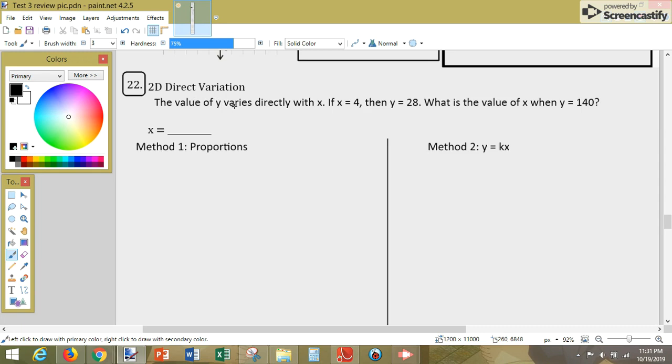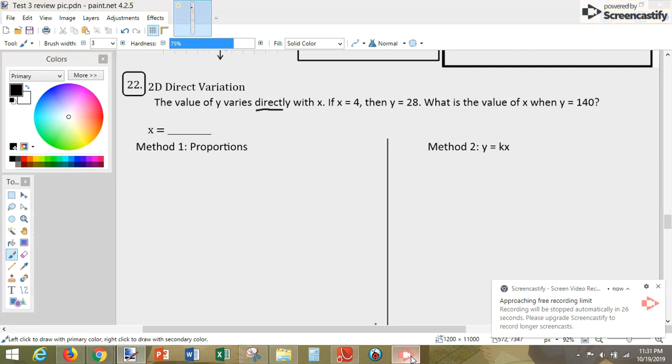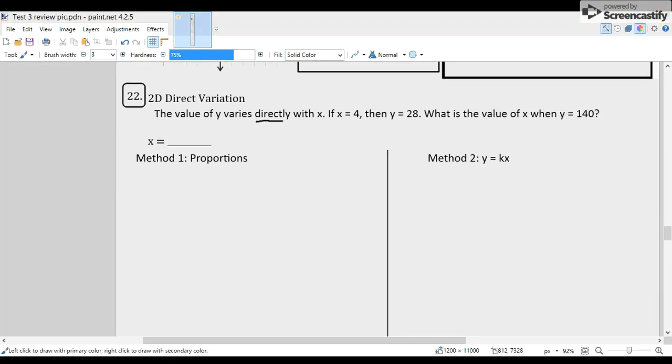Number 22, 2D, direct variation. The value of y varies directly with x. If x equals 4, then y equals 28. What is the value of x when y equals 140? So I'm going to show you two methods on this one. Method 1 is cross multiplication proportions. Method 2 is y equals k times x, where you find your constant of proportionality to solve for the missing variable. Let's start with method 1, proportions.